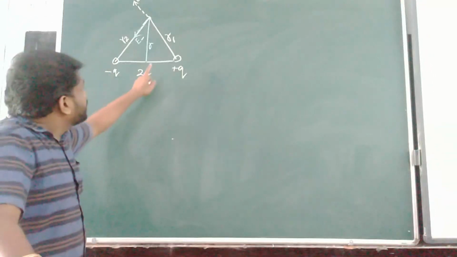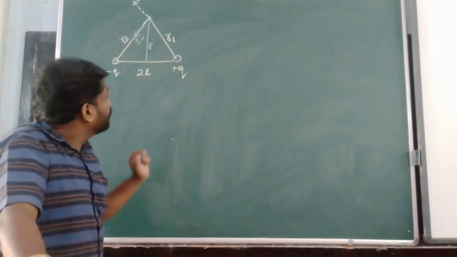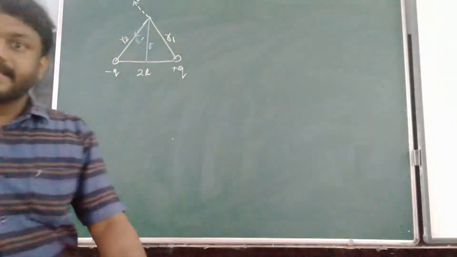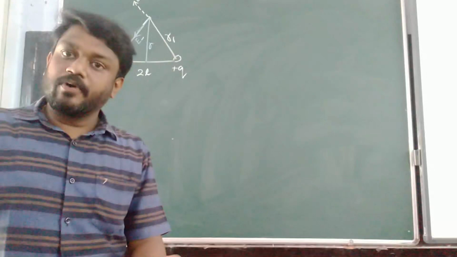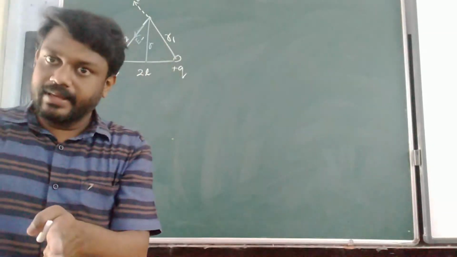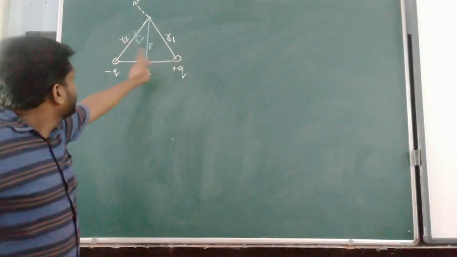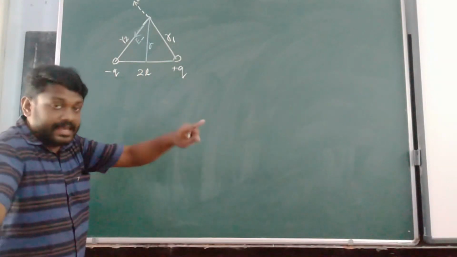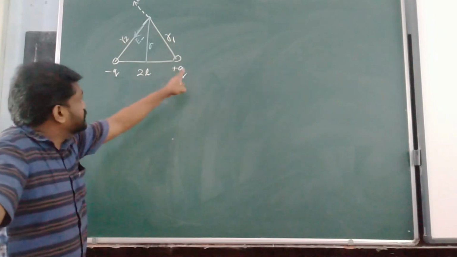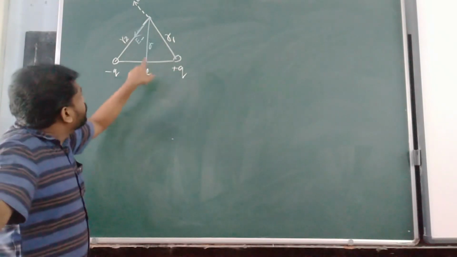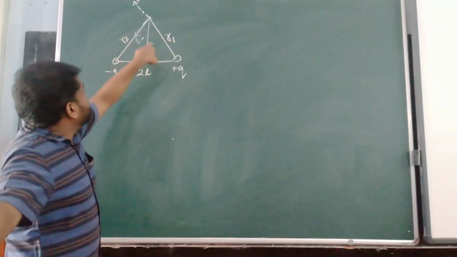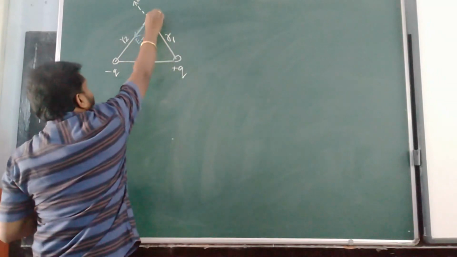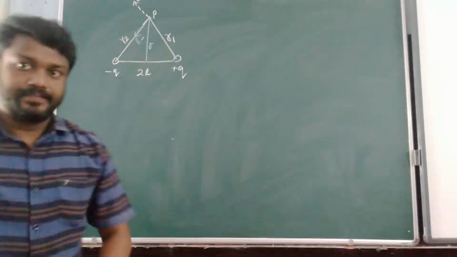See, this is a diagram for finding the electric field intensity due to a dipole along its equatorial point. Equatorial point means the line bisecting the length of the dipole. This is the same dipole, minus Q and plus Q separated by a distance 2L. From the center of the dipole at a distance R, you have a point P where we have to find the electric field intensity.